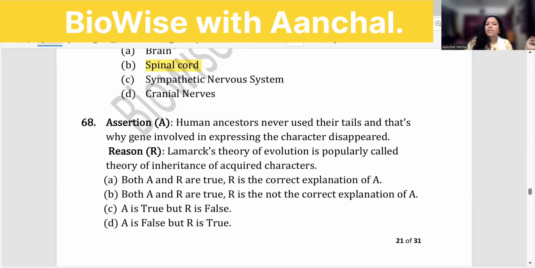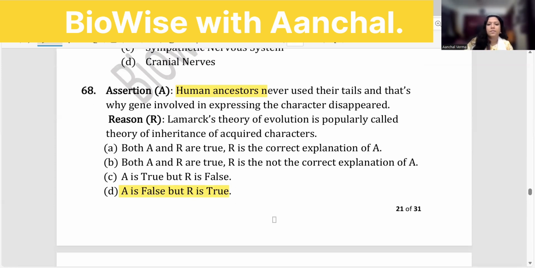Human ancestors never used their tails, and that is the reason why the gene for the tail disappeared. Now, is that true? Human ancestors never used tails. Did the human ancestors ever have a tail? No. The first statement is only false. And Lamarck theory of evolution is popularly known as theory of inheritance. This statement is correct. First statement is completely false. Our ancestors have never had tails. Even chimpanzees and all the closest ones do not have tails. Right? Moving to the next.